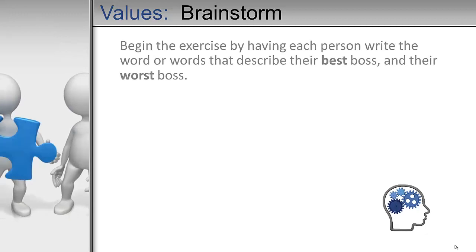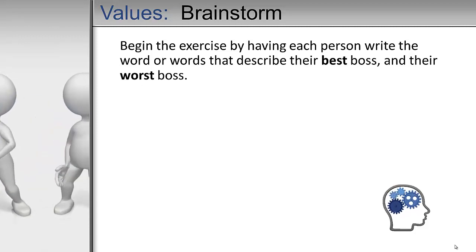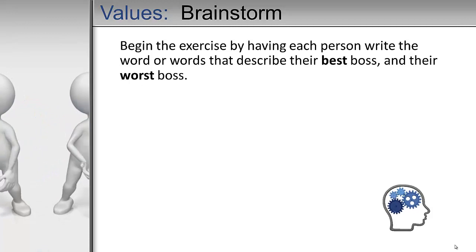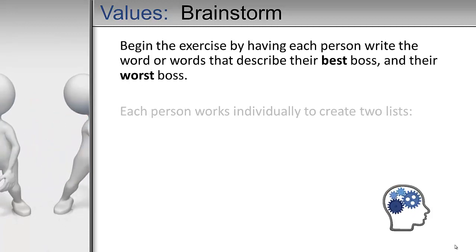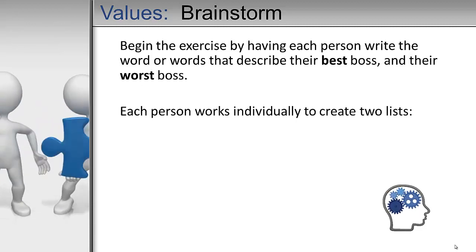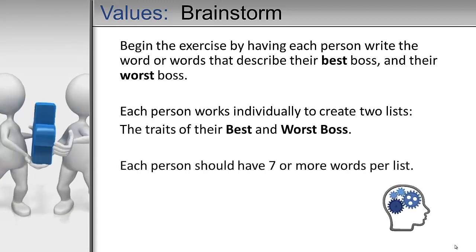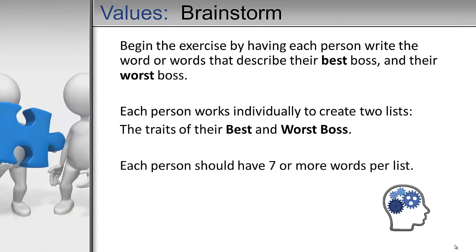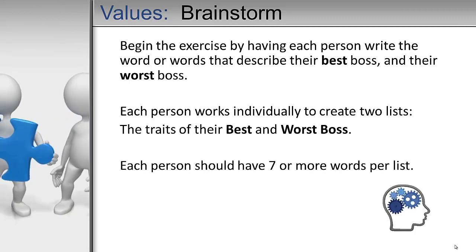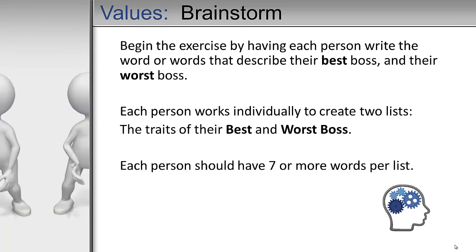First thing you're going to do is brainstorm. And the instructions are this. Begin the exercise by having each person in your group write the word or words that describe their best boss and their worst boss. Each person's going to work individually, and they're going to create just 2 columns of lists on their paper. The traits of their best and worst boss. And each person should have at least 7 or more words per list before you continue this exercise. This step here should take about 10 minutes, and make sure everybody's getting at least 7 or more words per list.